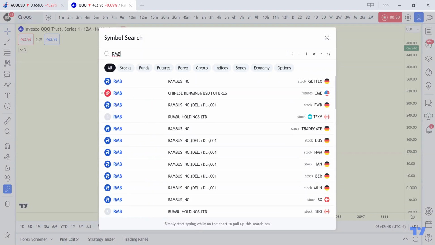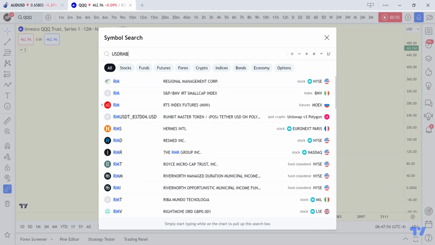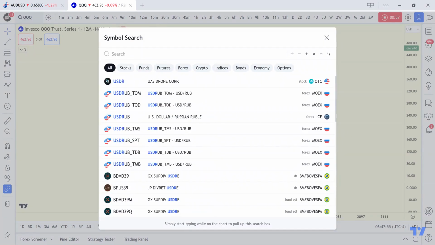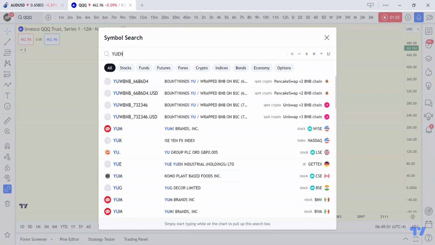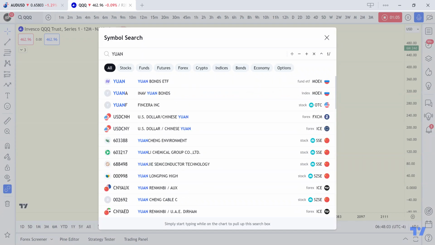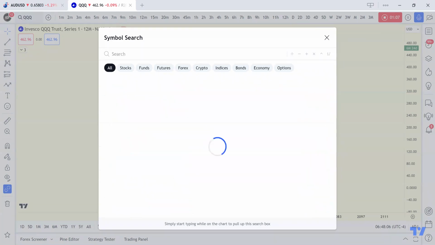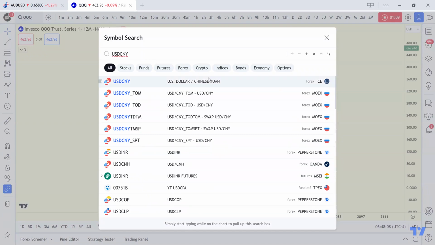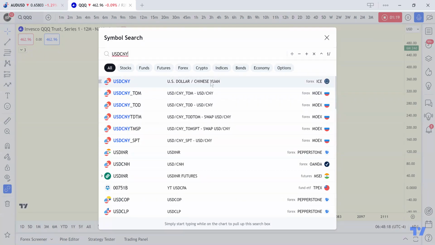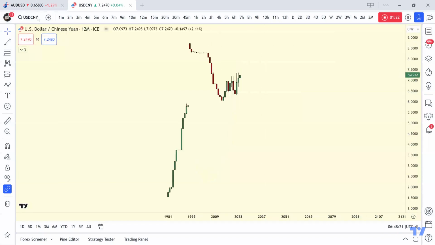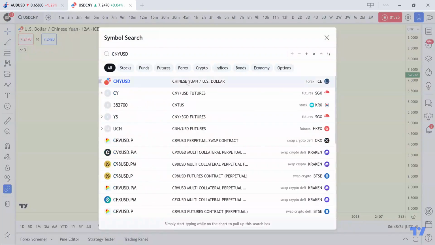RMB, the Chinese yuan, right? Against how about our dollar, RMB or RMB dollar? Or what is it? Yuan? CNY, sorry. USD CNY. CNY USD. Okay, let's do, I don't know which one's better. So let's just do USD CNY from ICE. Oh, geez. Okay, CNY USD maybe.